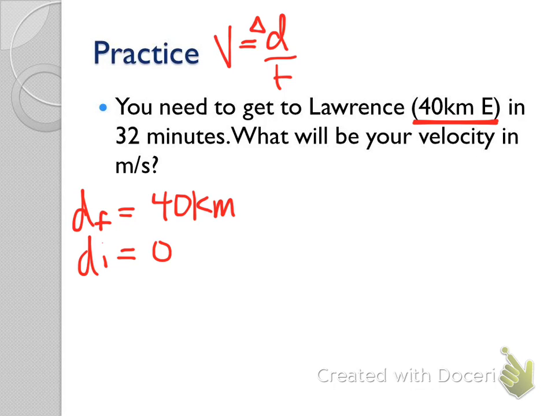Displacement initial is like always 0, so you don't even really need to include that. That's why you see me drop that delta, because our initial is almost always 0. So you'll see me just say displacement, but I'll put it up there for now. And right now our time is in minutes. It needs to be seconds. So if we go from minutes to seconds, we multiply by 60.